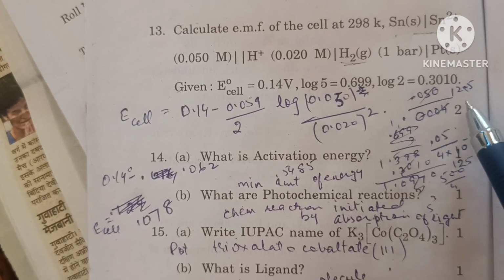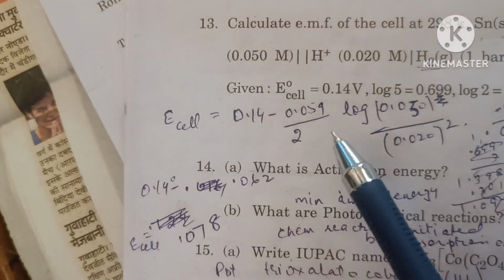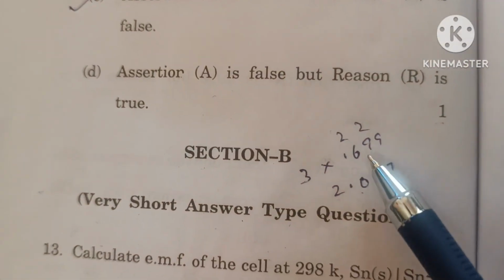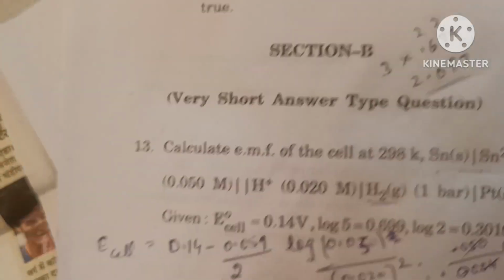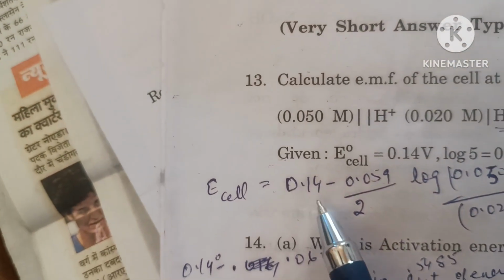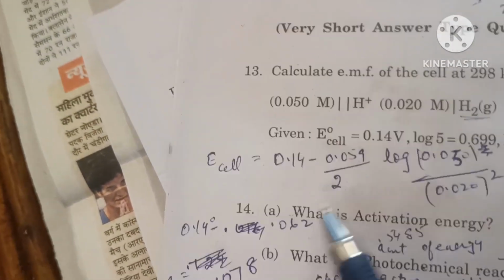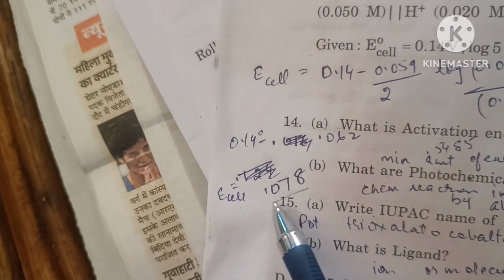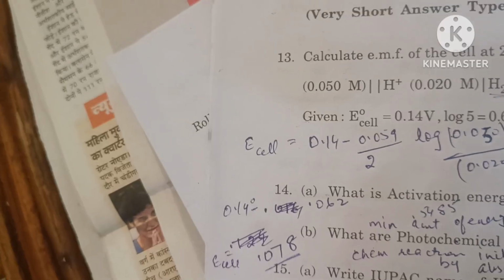So 125 is the cube of 5. So log 5 raised to power 3, and 3 log 5 is 0.699 times 3, which gives 2.097. So 0.14 minus 0.059 upon 2 into 2.097. Solving this, the answer comes 0.078.